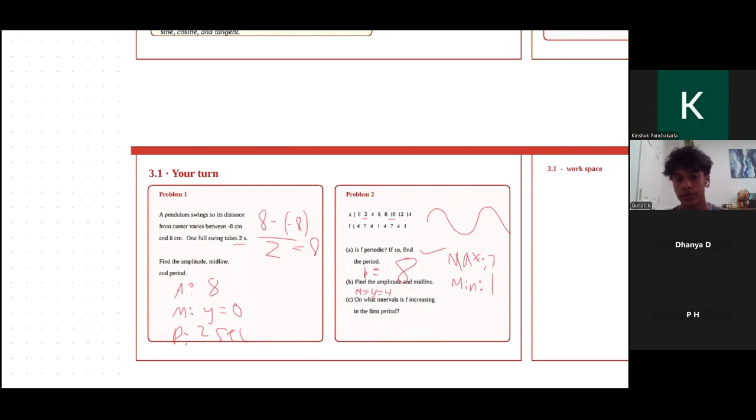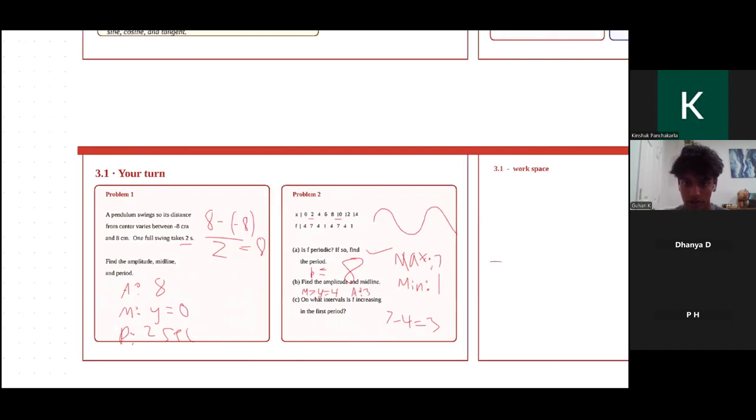And the amplitude is the distance between the midline and the maximum or minimum points. One way you can quickly do this is if you know the midline, you can just subtract the midline from the maximum. The midline is 4, the maximum is 7. So 7 minus 4 equals 3, which is the amplitude. So A is just going to be 3. The other way you could solve it is the max minus the minimum divided by 2, which is 7 minus 1, which is 6, divided by 2, which also gets you 3.